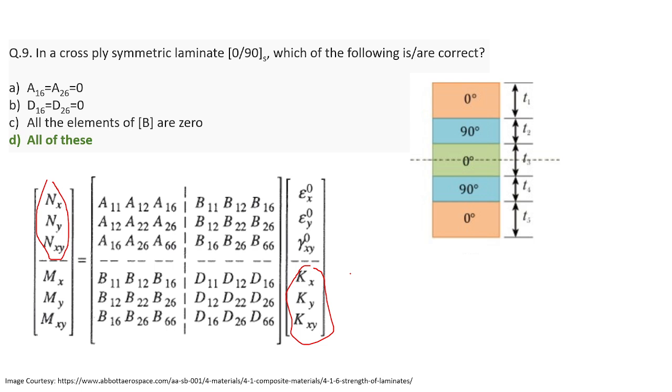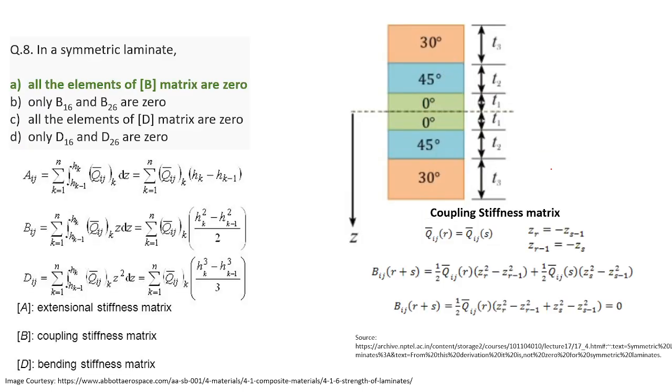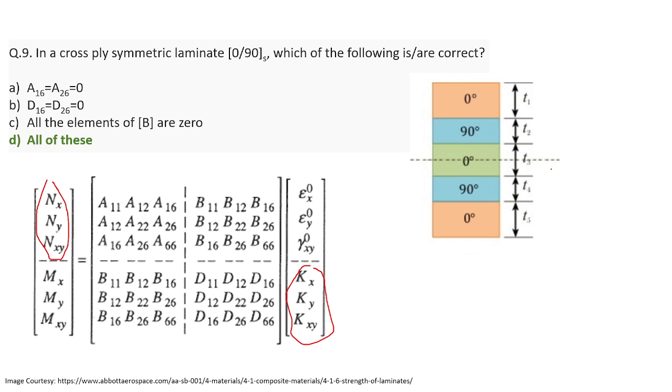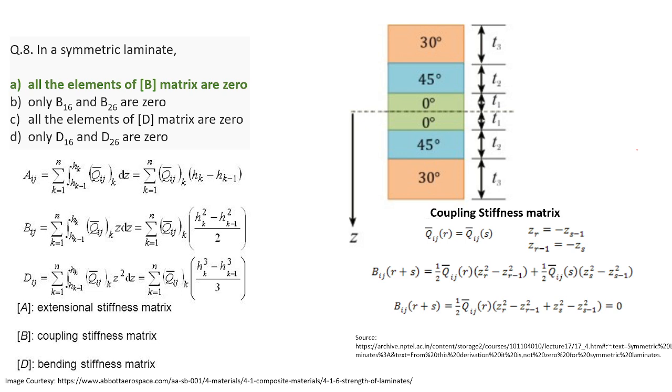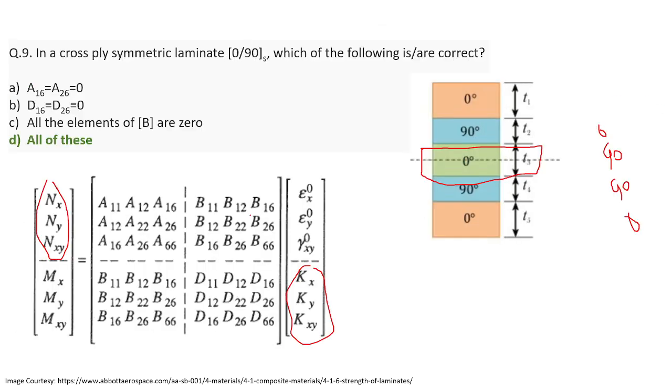In the next question, in a cross-ply symmetric laminate 0/90, which of the following is or are correct? Please don't consider this diagram. Here there won't be 0 degree. So it will be like 0, then 90, then again 90 and 0. So it is the same case as before. It is a symmetric one, so again the whole B matrix will be 0.